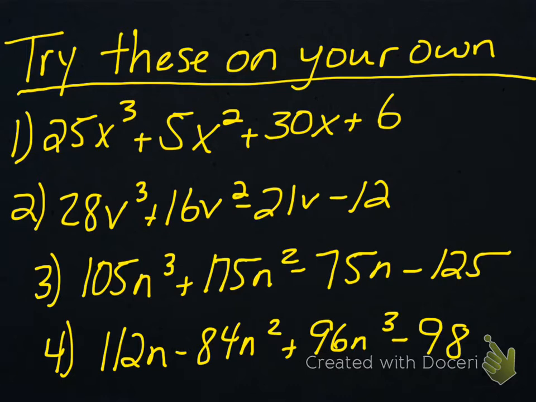Take a moment to pause the video and try these on your own. Helpful hint on number 2 and 3 especially: you're going to have to factor out a negative of the second group. And when you factor out a negative of the second group, it's going to change the signs. A hint for number 4 is you need to make sure that you put it in standard form first.